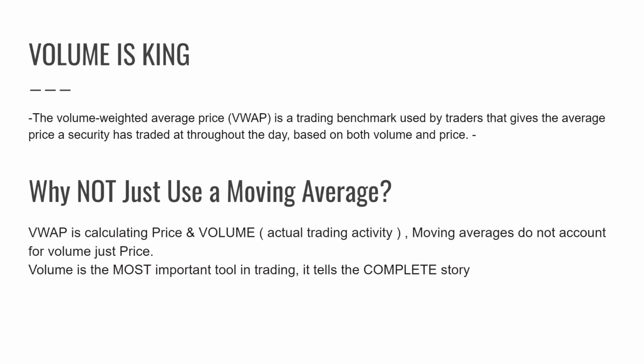It doesn't matter. The difference is this: the VWAP is calculating price and volume, which represents actual trading activity that is not measured just by the actual price movement, but by the actual amount of volume coming into that stock. Moving averages do not account for the volume, just the price. Volume is literally the most important tool in trading. It tells us the complete story of what is happening. Now let's go look at the S&P and look at real examples based on this.